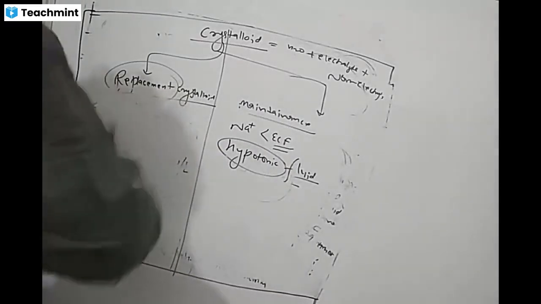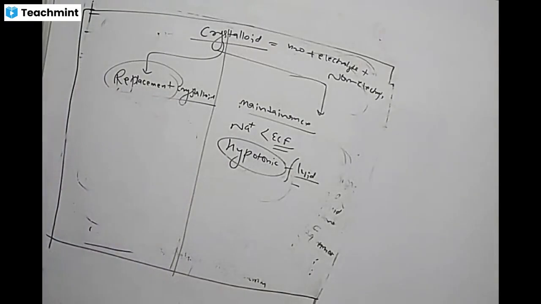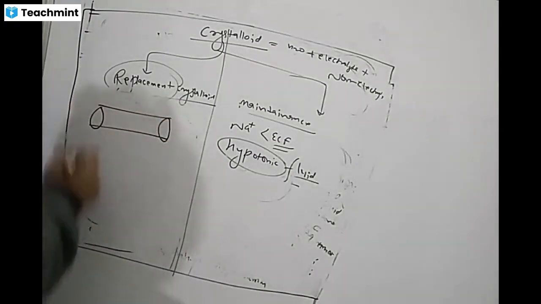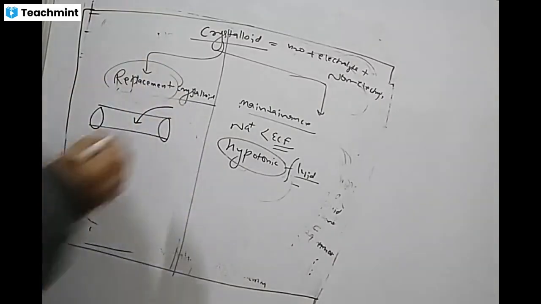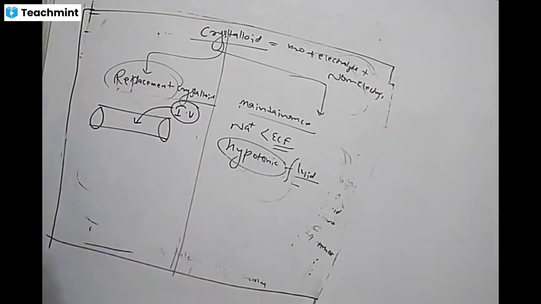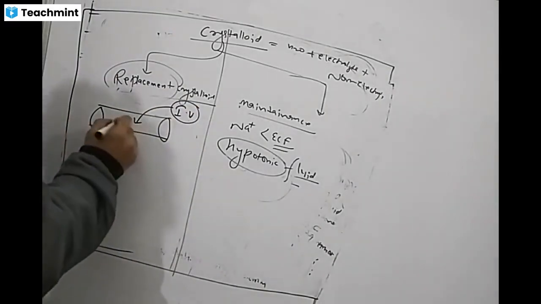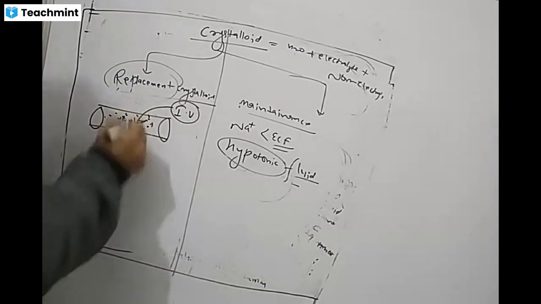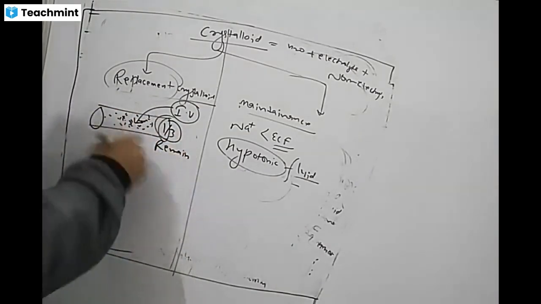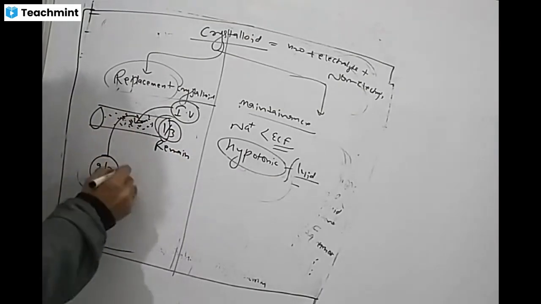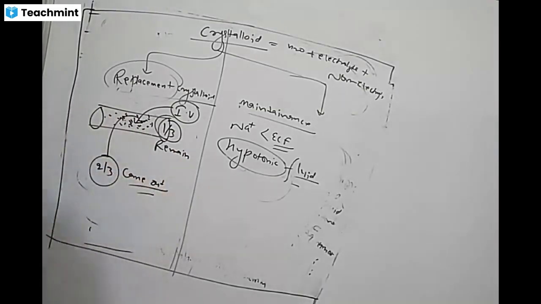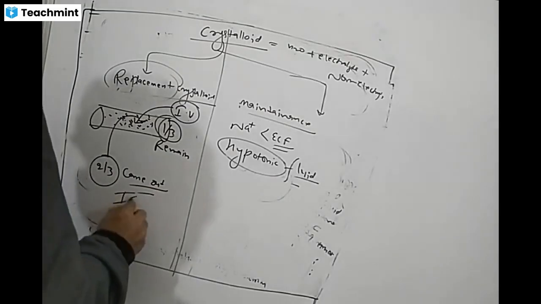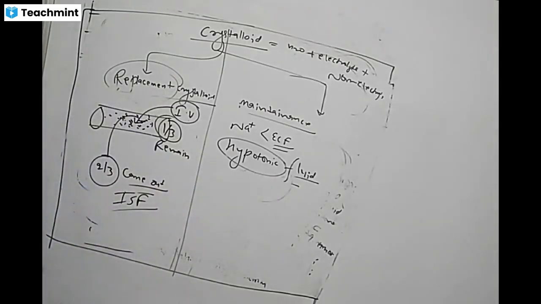In case of replacement crystalloid, this is the vascular compartment. If we infuse this replacement fluid through the IV route, then in the intravascular compartment, one third will remain inside this compartment and two thirds will come out. Where will it come out? In the interstitial fluid.